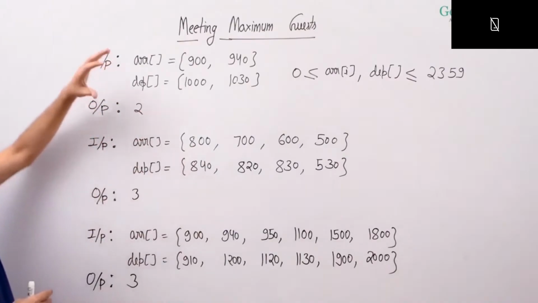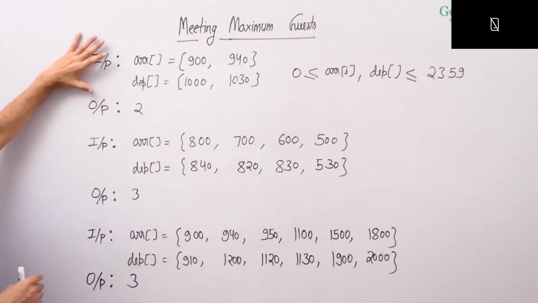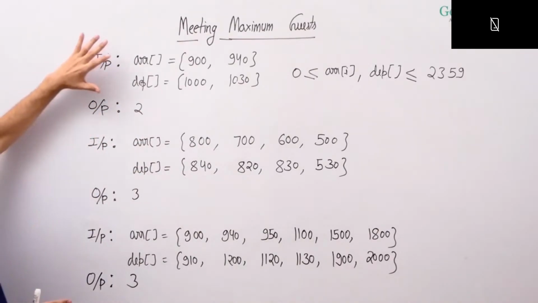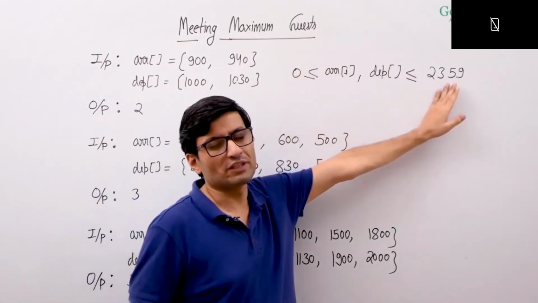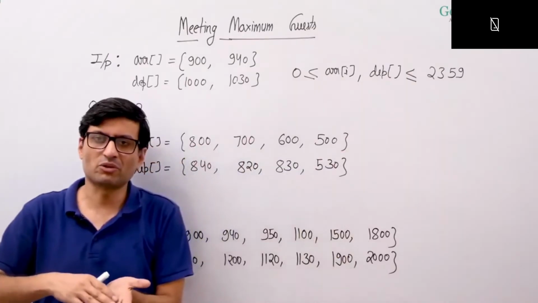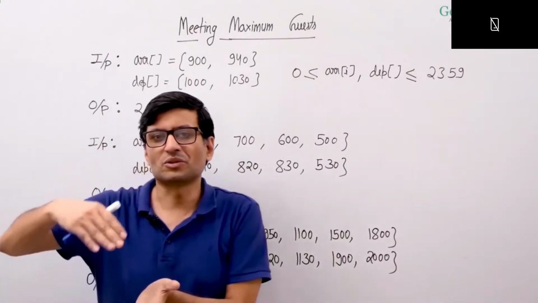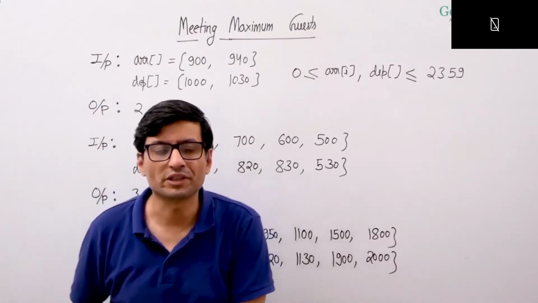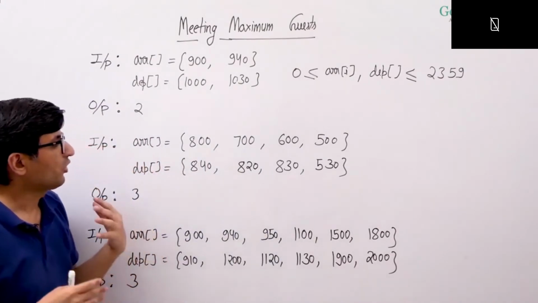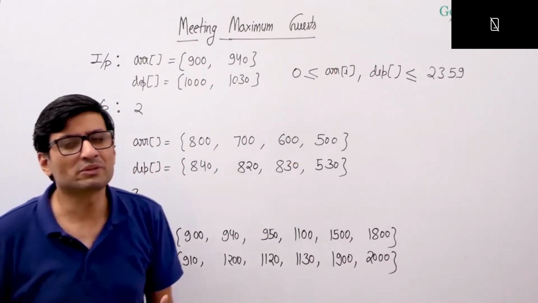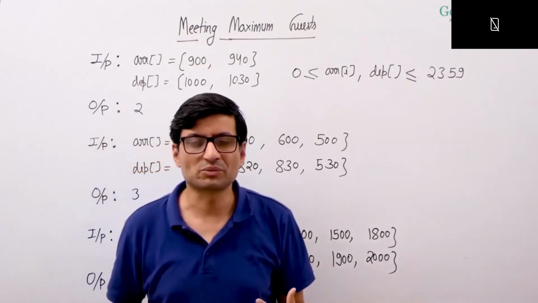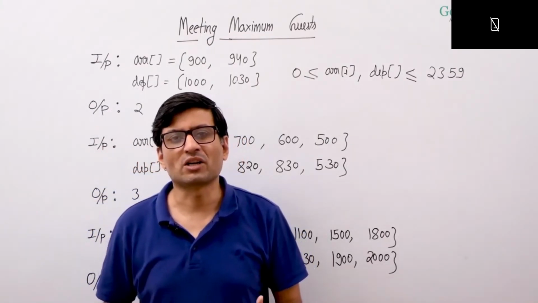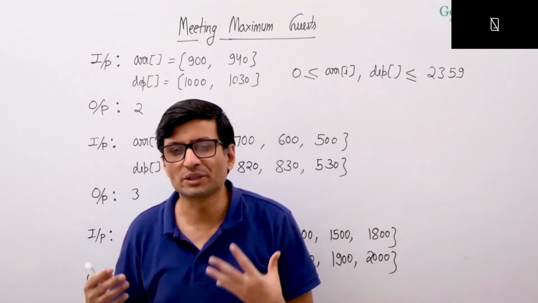So you have a list of guests apart from you who are going to come to the party, and their arrival and departure times are going to be from 0 to 23:59, right? Because the party goes from morning 00 to night 23:59. Your target is to meet the maximum guests. You want to go to the party so that you can meet the maximum guests, and your target is to find out how many maximum guests you can meet.